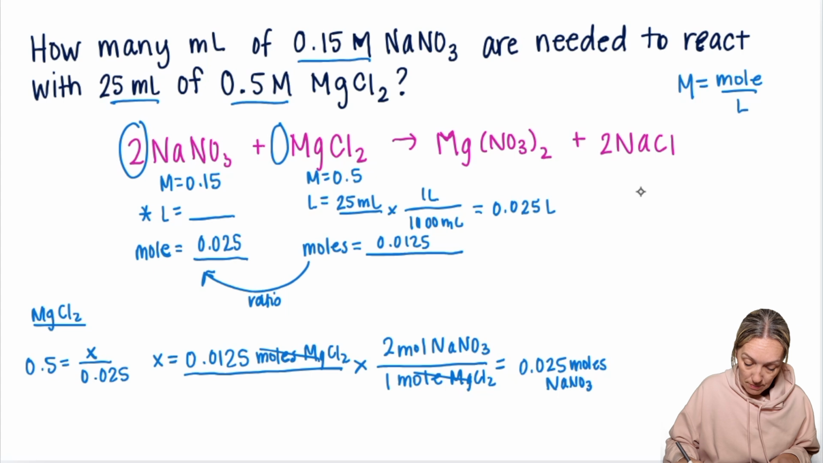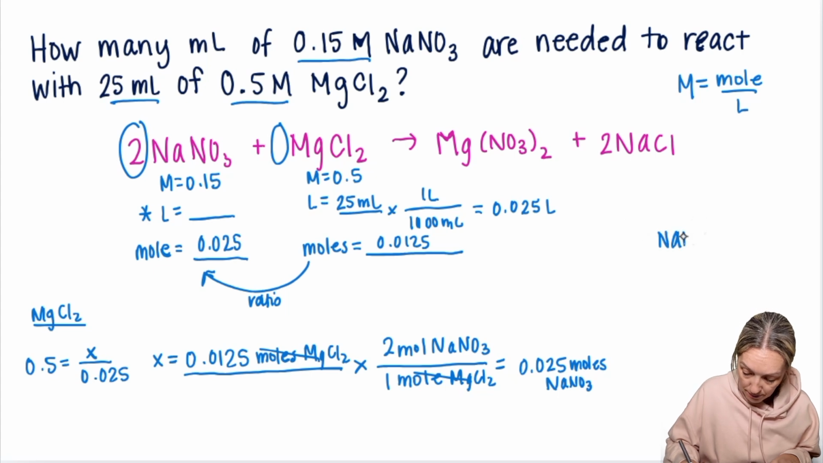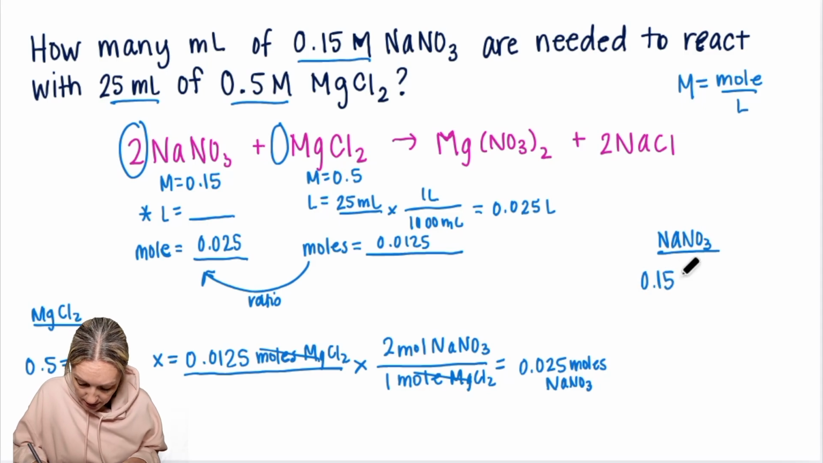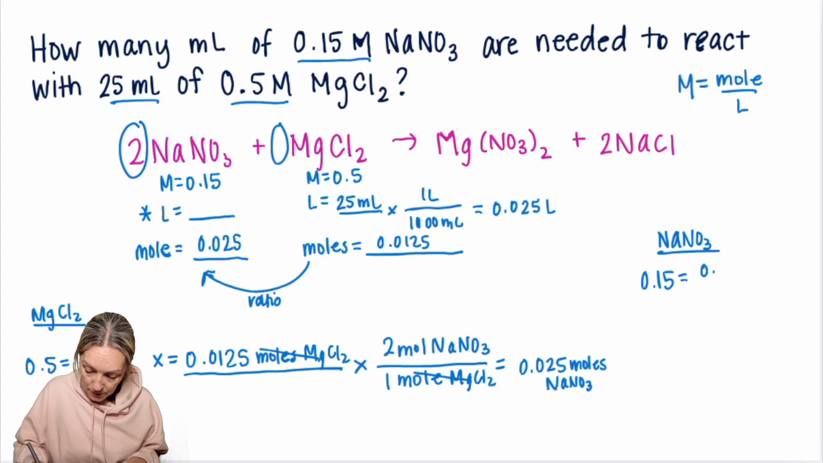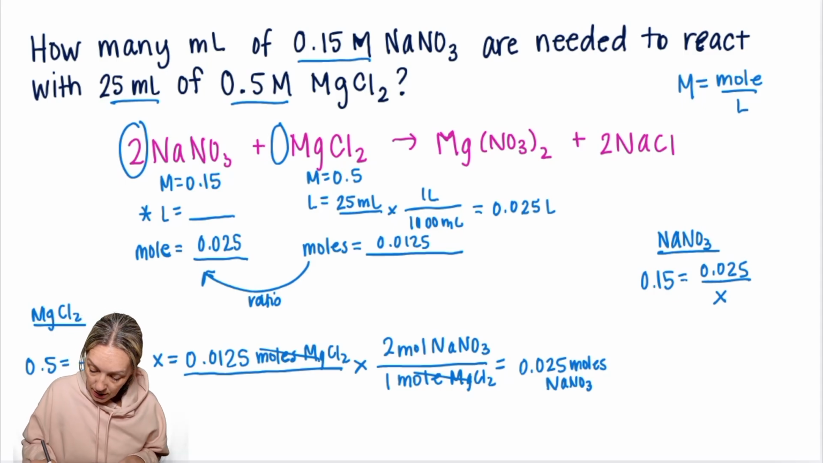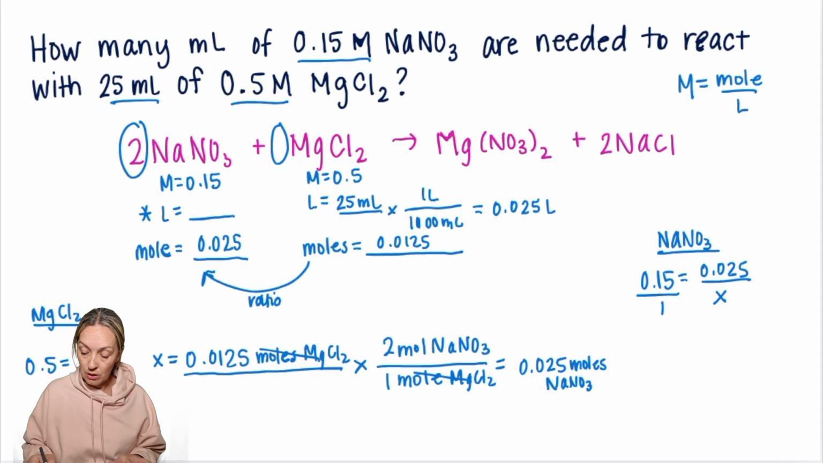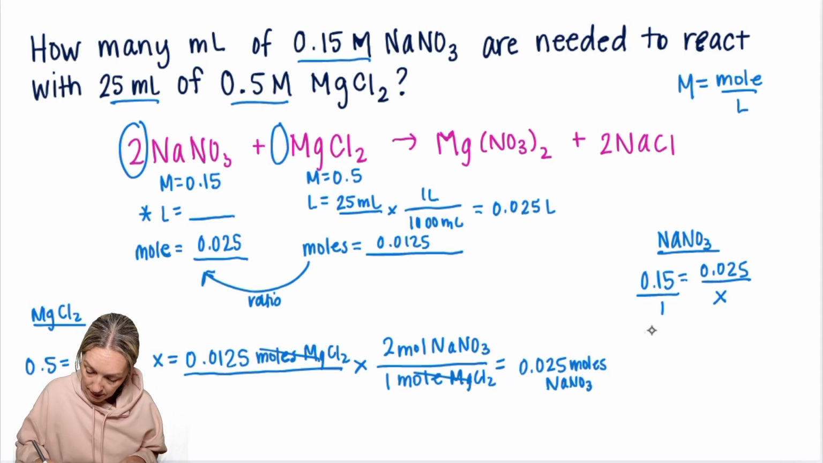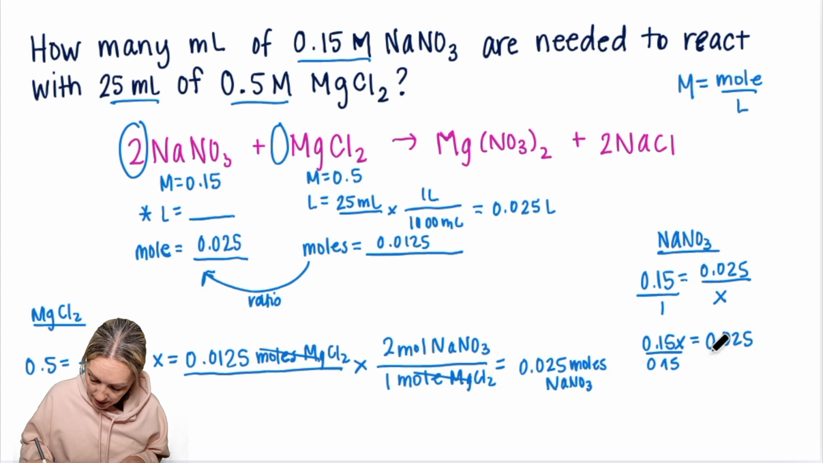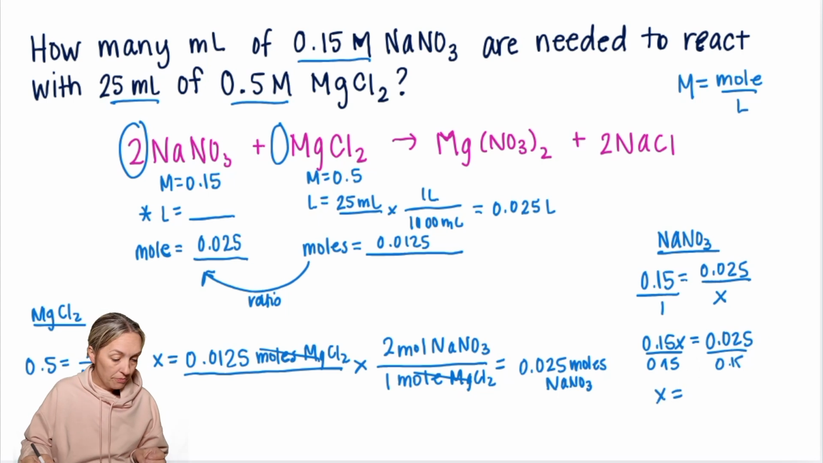I'm ready to use my molarity equation one more time, this time in reference to the NaNO3. The molarity is 0.15, the moles are 0.025, and I'm solving for my x value, or my liters. If you're not sure how to solve this algebraically, I would suggest putting your molarity over 1 and cross multiplying. That's going to give me 0.15x is equal to 0.025.